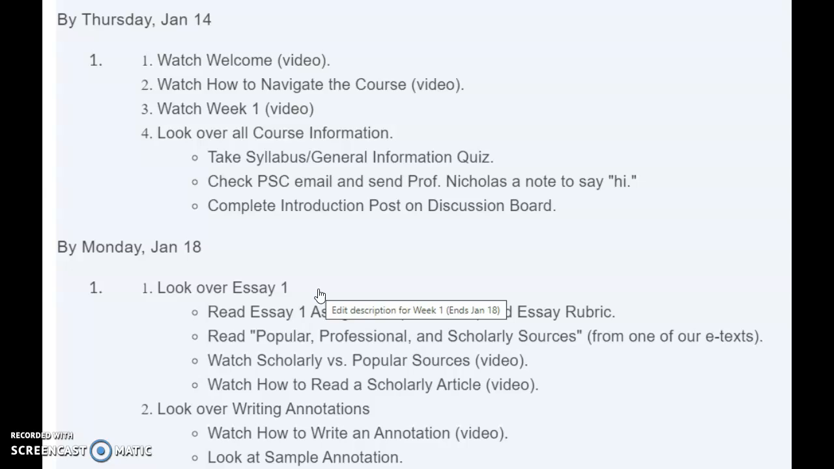That just helps me ensure that you are in the class and ready to go, and you're in your Prairie State email. But it also puts your email address in my address book, so that as we correspond over the course of the semester, it's easier for me to add you to peer review groups and all those sorts of things. All right? And then complete your introductory post on the discussion board.